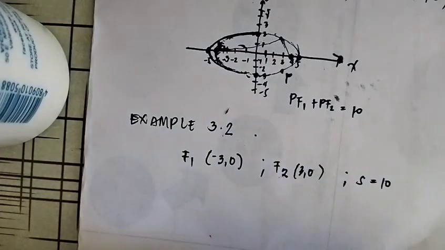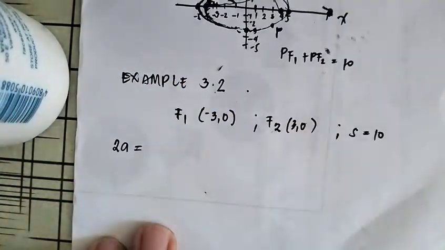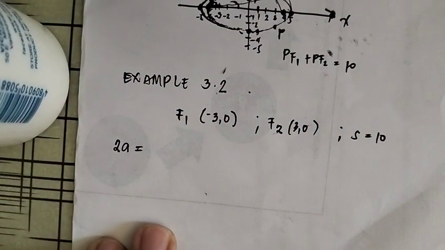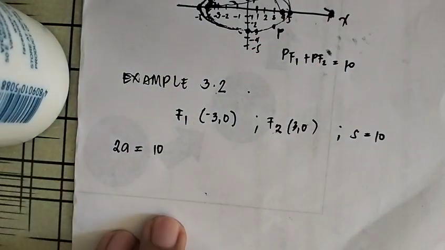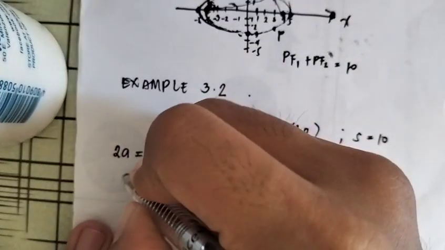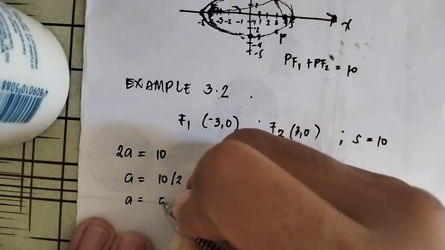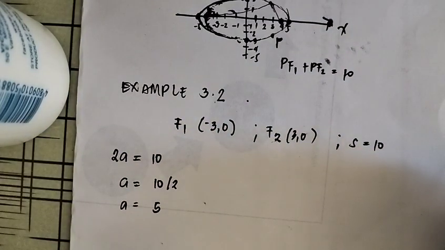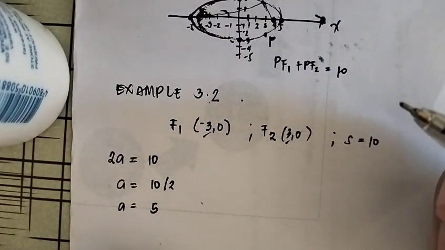So, natay relationship ani. 2a equal sa sum sa imong points, so equal to 10. Therefore, makakuha ka og value for a. So 10 divided by 2 is 5. So what are the other values nga possible nimo makuha? Kani, 3 and negative 3.